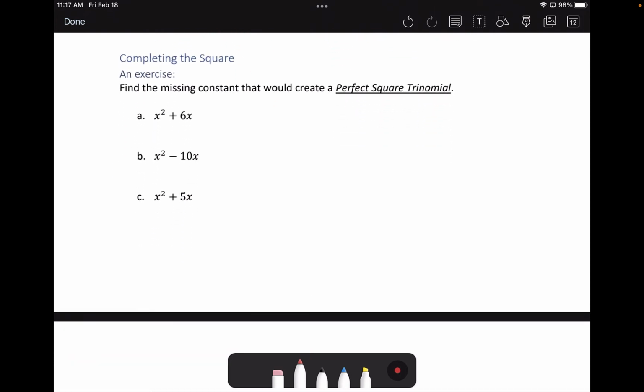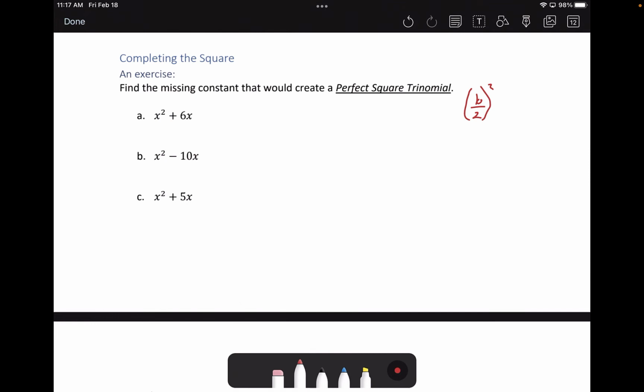Next, completing the square. Find the missing constant that would create a perfect square trinomial. The way we complete a square is we're going to take b over 2 and square it. And this is what we need to add in to create that perfect square trinomial.